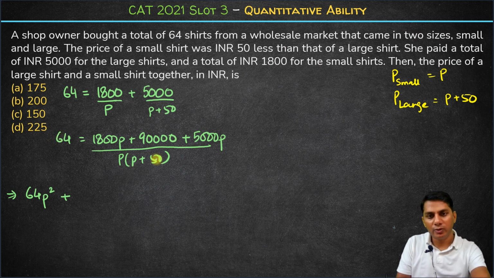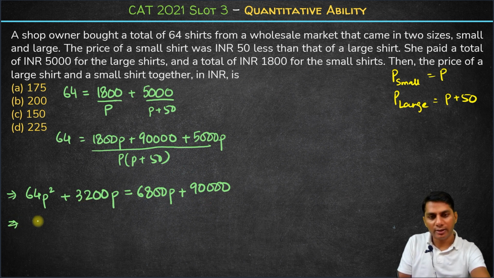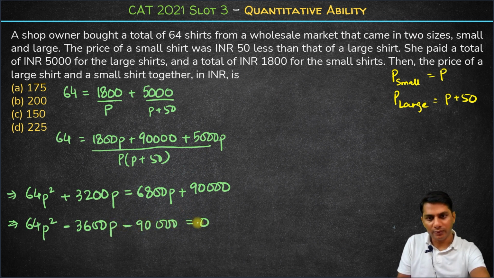So now 64 into 50 will effectively be 3200P, which is equal to 1800P plus 5000P, which is 6800P, plus 90,000. So again, bringing all the terms to the left hand side, we have 64P square, 3200P minus 6800P is minus 3600P, minus 90,000. This is equal to 0.